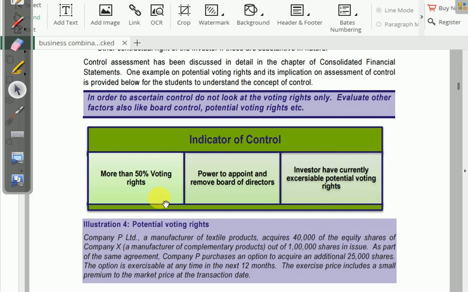If you are having currently exercisable warrants, currently exercisable sweat equity shares, or currently exercisable options, or currently convertible, anytime convertible debentures, that is also called indicator of control. If you are having some debentures or preference share which you can convert at any time during a specified period into equity shares, then you are having exercisable potential voting rights.